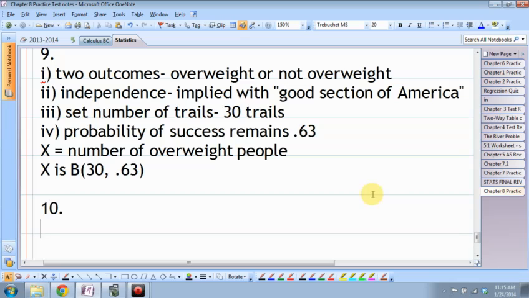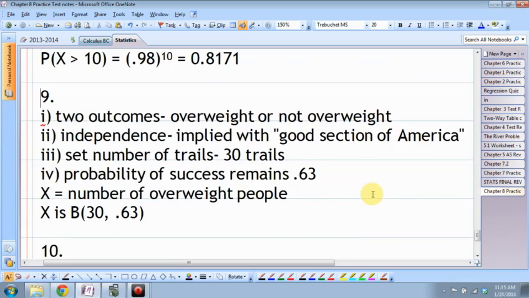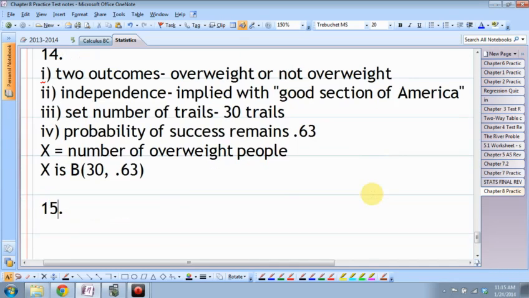So let's look at, no, that's not number 10. This was number 14 and 15, right? What does 15 say? Find the probability that 18 or more of the 30 students in a particular adult Sunday school class are overweight. 18 or more means that X is greater than or equal to 18.